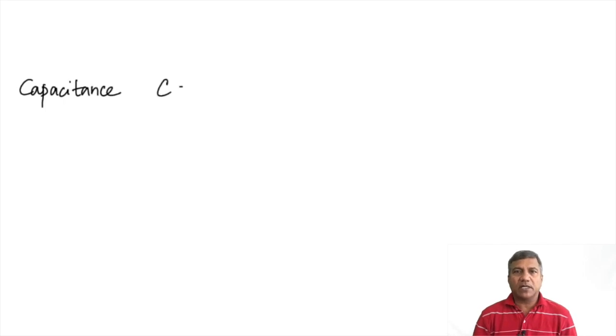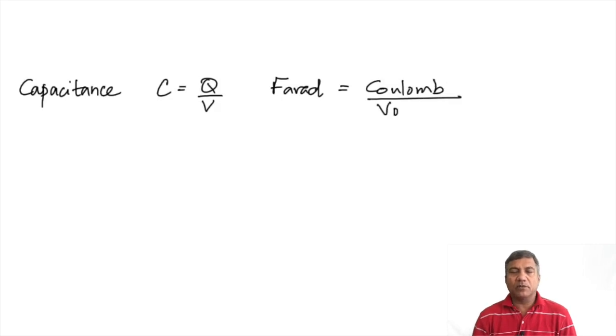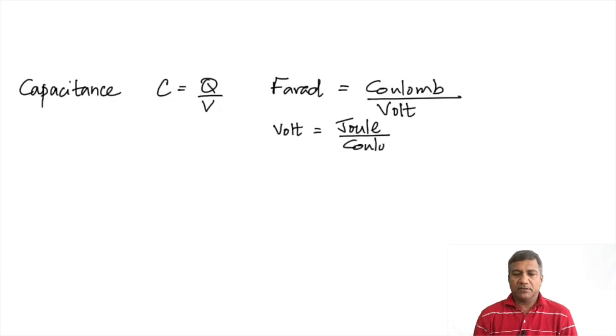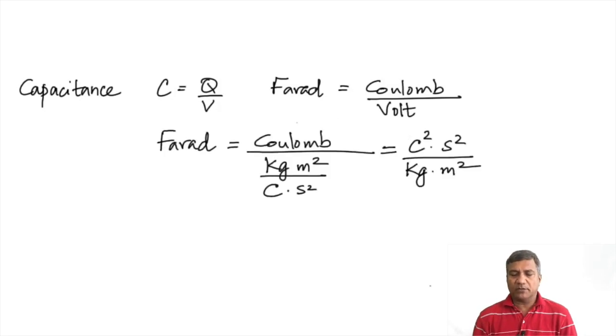Capacitance is defined as charge divided by voltage. So the unit of capacitance is farad, which is coulomb over volt. Now that we've found the unit of volt, we can just substitute it and get the unit for farad broken down. We've already found that volt is measured in kilogram meter squared per coulomb second squared.